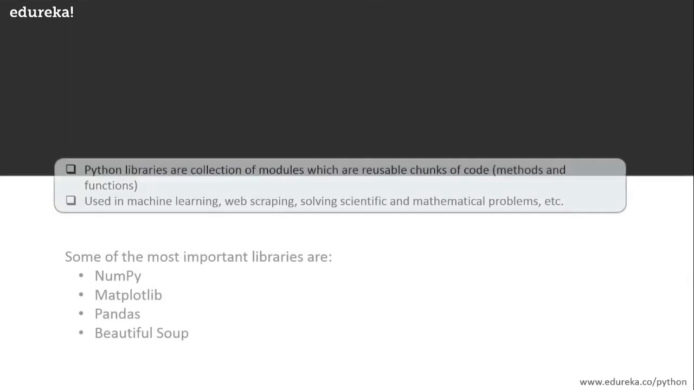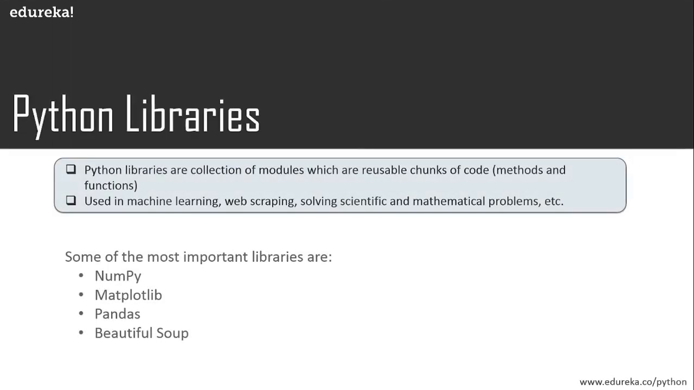Now moving on towards the next topic of this session, which is Python libraries. Guys, Python libraries are actually a collection of modules, which are reusable chunks of code. Now these chunks of code are nothing but methods and functions. They can be reused whenever you want by just importing them. And they are used for implementing machine learning, web scraping, solving scientific and mathematical problems, etc. In today's session, I'll be covering the following 4 libraries, which are NumPy, Matplotlib, Pandas, and Beautiful Soup.